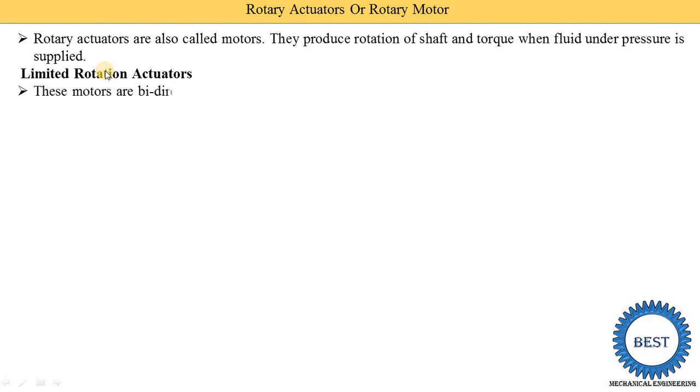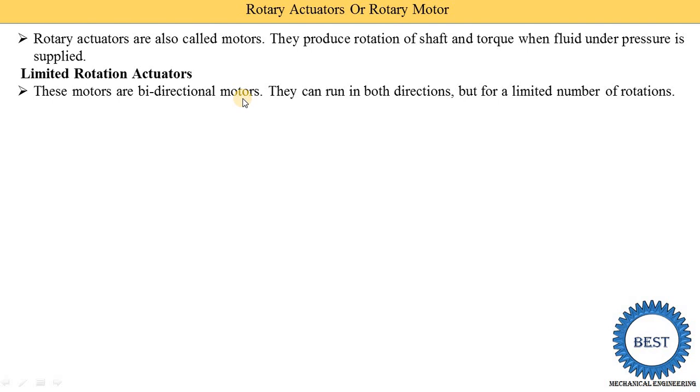Limited rotation actuator means these motors are bidirectional motors. Bidirectional motors means they rotate in two directions, clockwise and anti-clockwise. They can run in both directions, but for a limited number of rotations. They are not continuously rotated in one direction. They only rotate in one direction for a few rotations, then they start to rotate in the other direction. That is called limited rotation actuators.